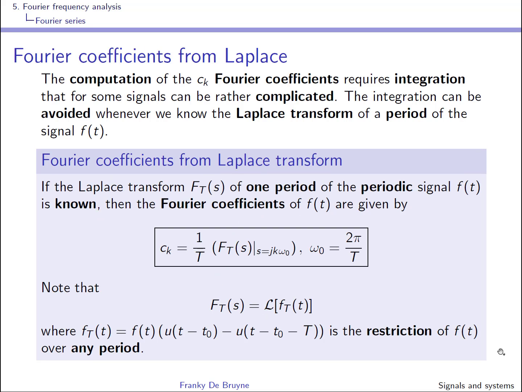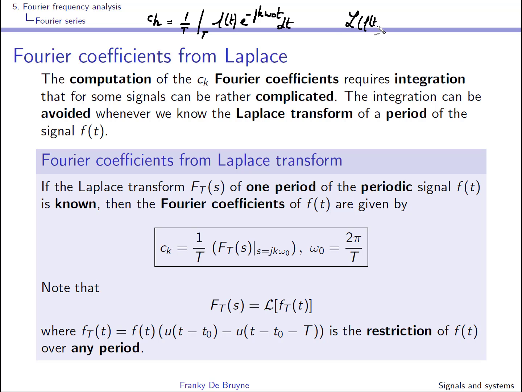So the computation of the Fourier coefficients requires some attention, it's complicated, and what we propose here is a method based on the Laplace transform. So remember that ck is computed as follows: 1 over T, the integral over a period of the function times the Fourier function that is complex conjugate, so it's e to the minus jk omega 0 t dt.